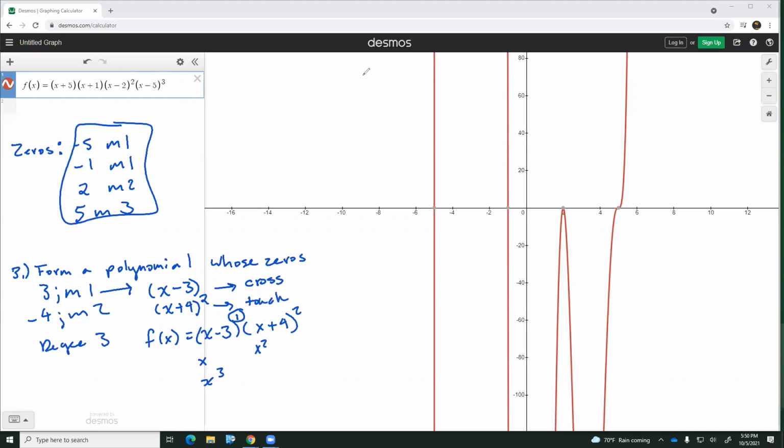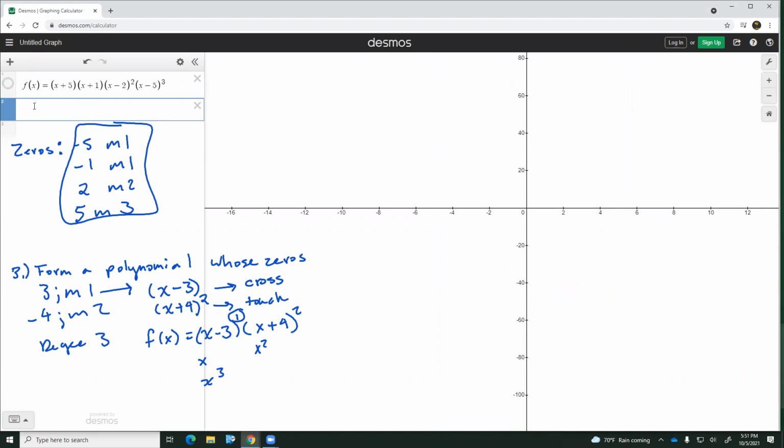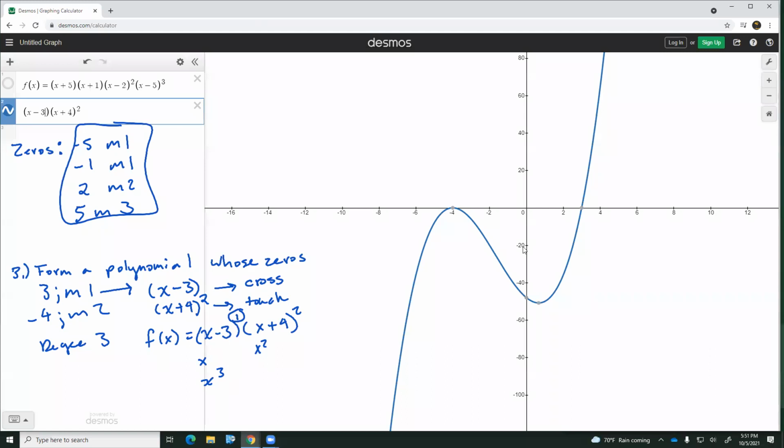So let's prove. See, at -4, we touch, at 3, cross. Everybody cool with that? Any questions? Awesome.